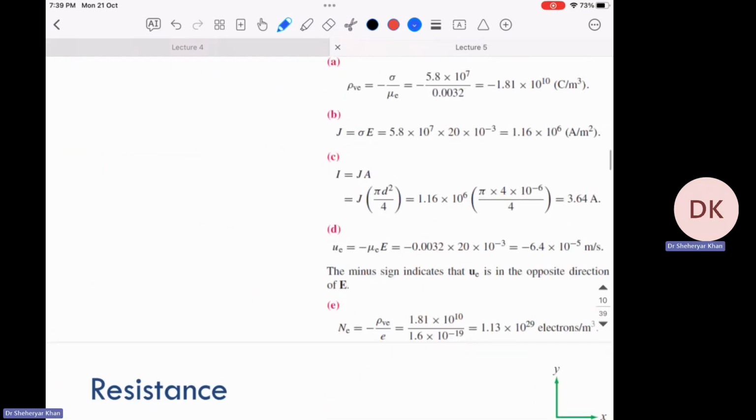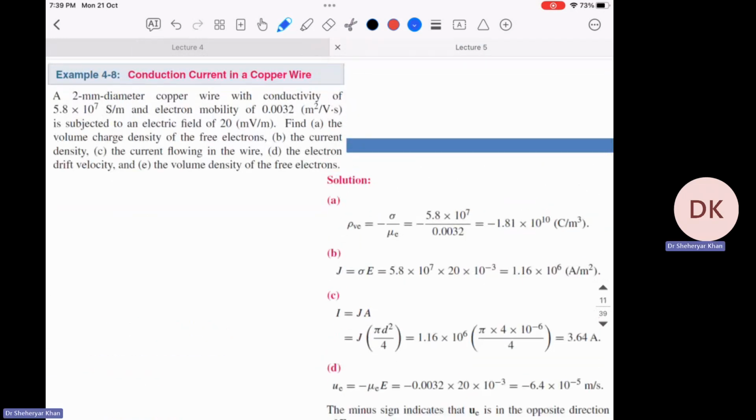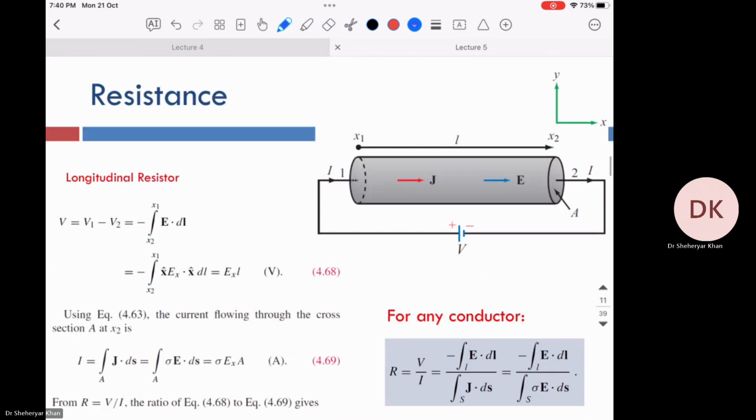This is an example, okay? So you can see. Let me show you some of the examples.